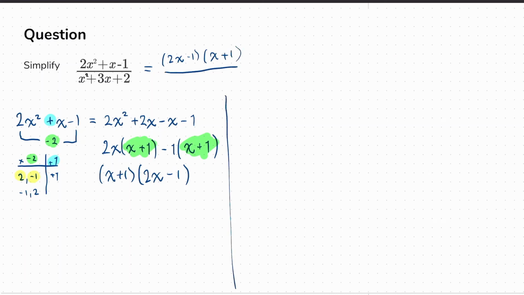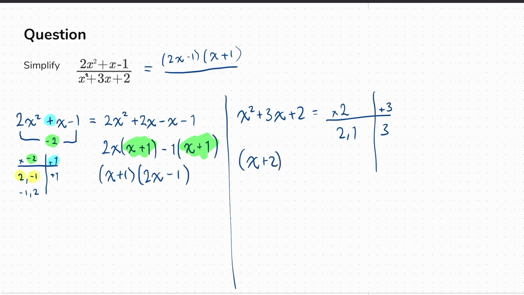Now, I need to factorize the bottom. X squared plus 3x plus 2. Well, I'm looking for factors of 2 that add to 3. Immediately we can see that 2 plus 1, right? That's going to be 3. So x plus 2, x plus 1. I throw this up the top.